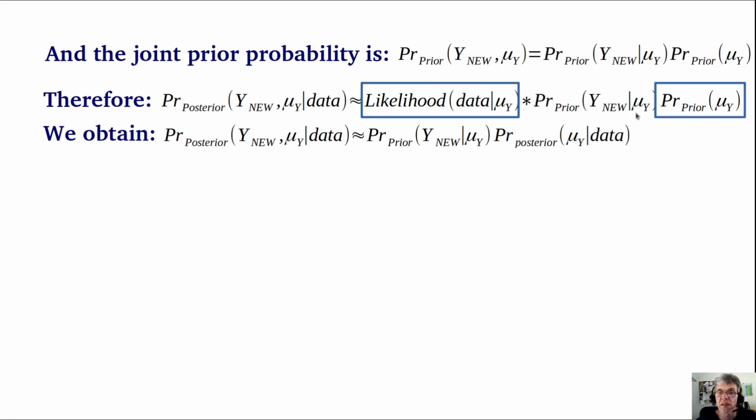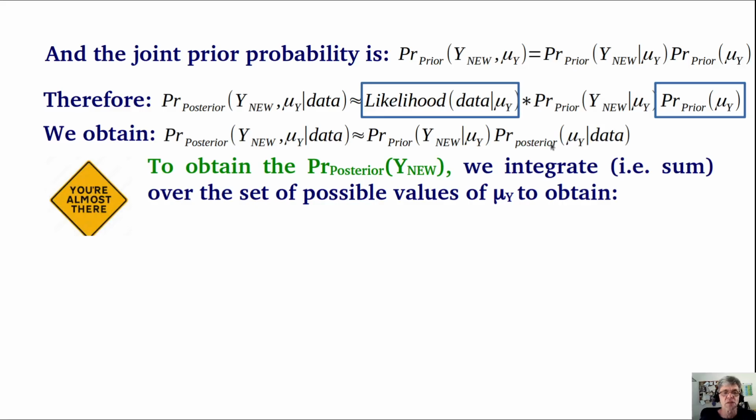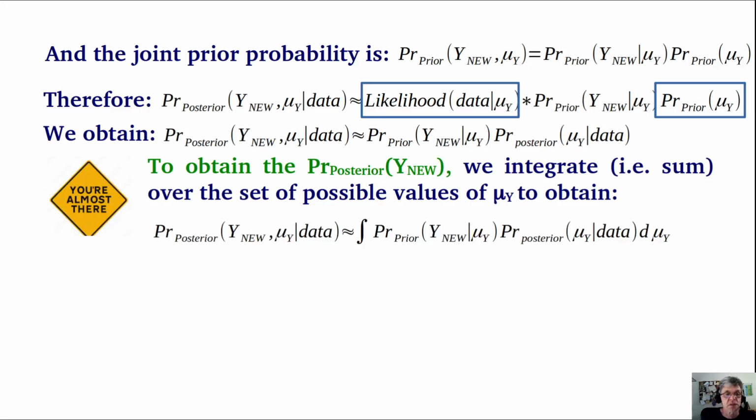So we obtain therefore the following. What I have here in between blue rectangles is the posterior distribution, and so in order to obtain the posterior probability for the new data, we need to integrate, that is, we need to sum over all possible values of the parameters in order to obtain a badly looking equation, which is the following.